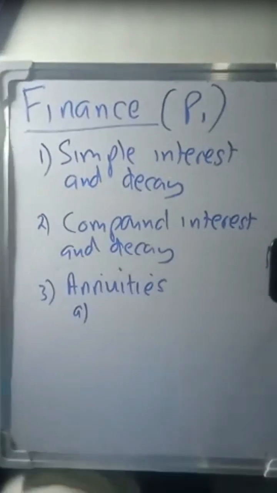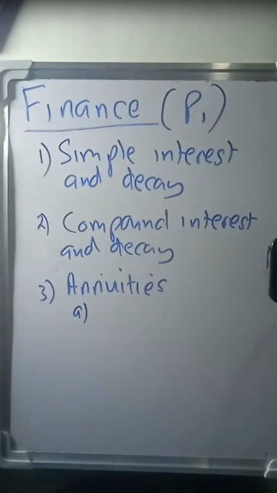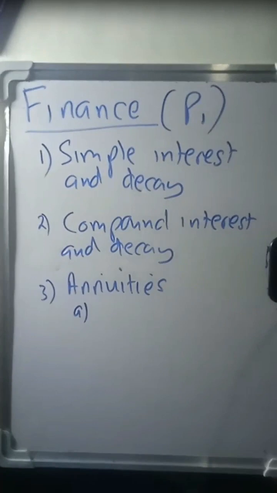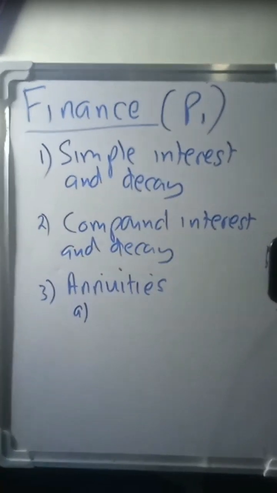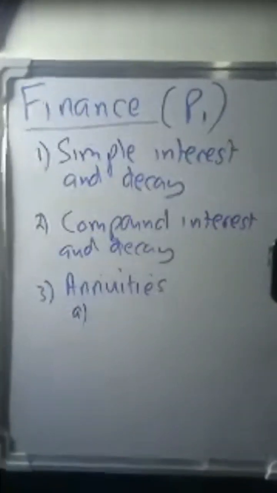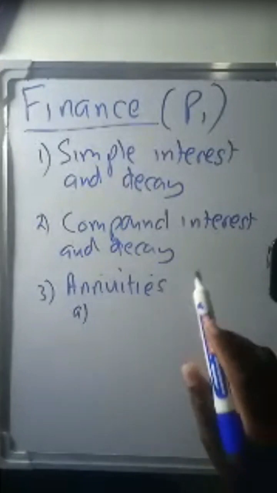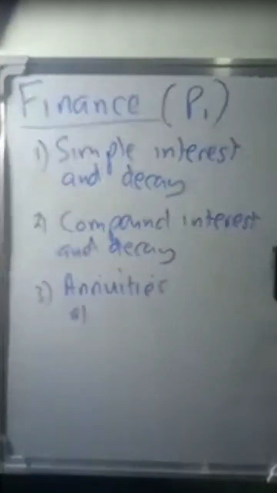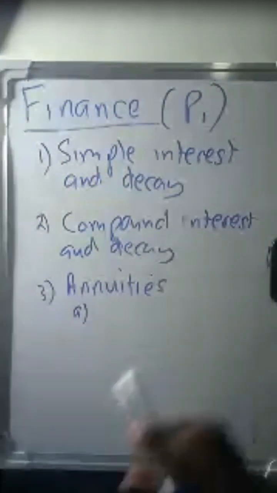Okay, so I was talking about finance. Finance is part of paper one, and usually finance comes around question number 7 or question number 8. So finance is divided into number one, simple interest and decay, which was done somewhere around grade 10, then grade 11. Even at grade 10, you introduced compound interest and decay, but at grade 11, there was now change in compounding periods. Okay, then also timelines. That was in grade 11.